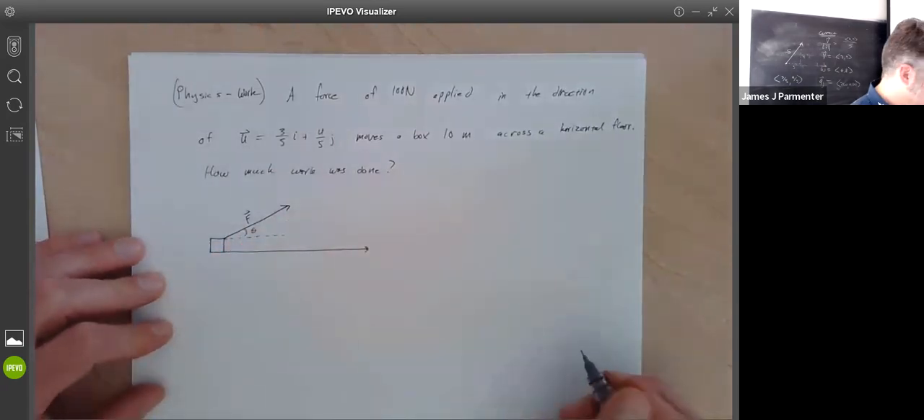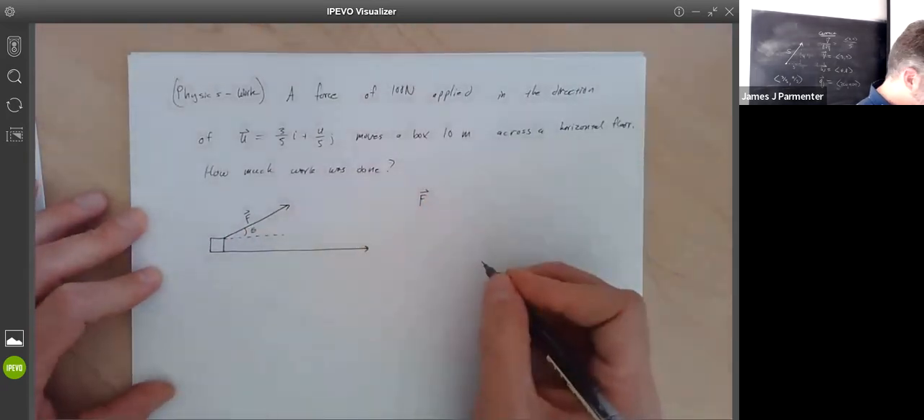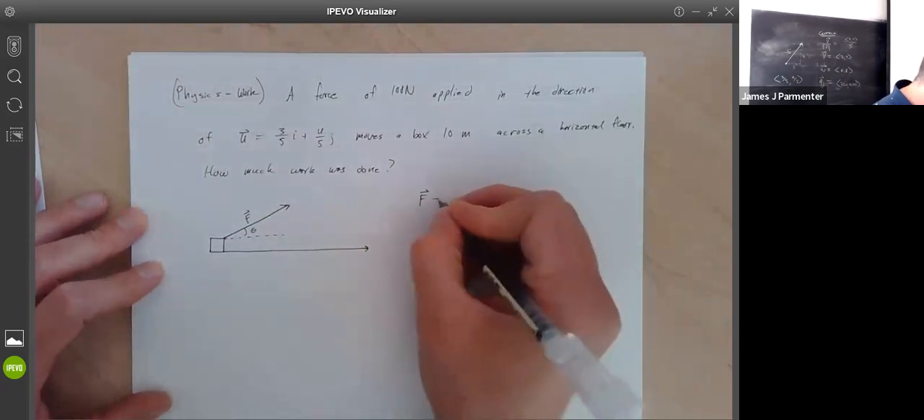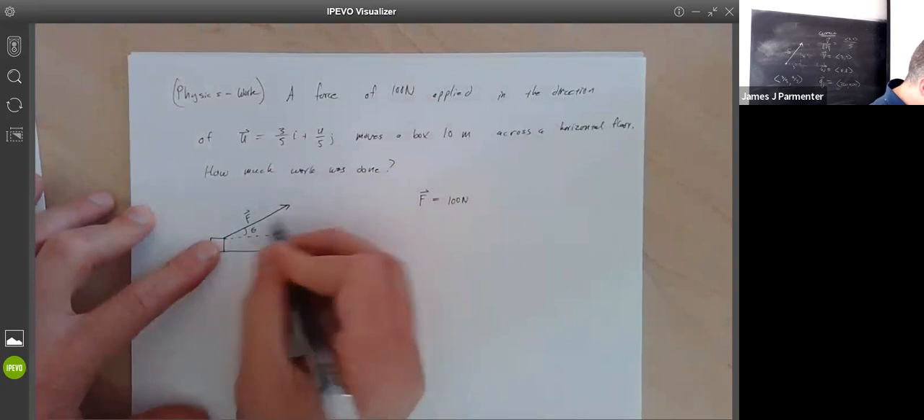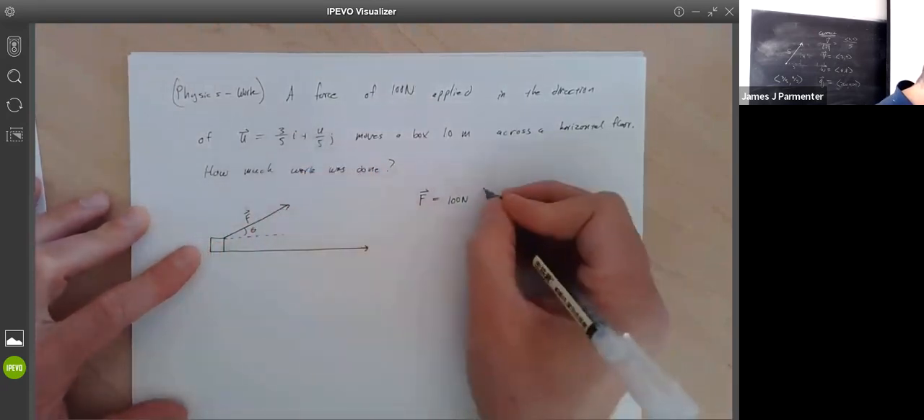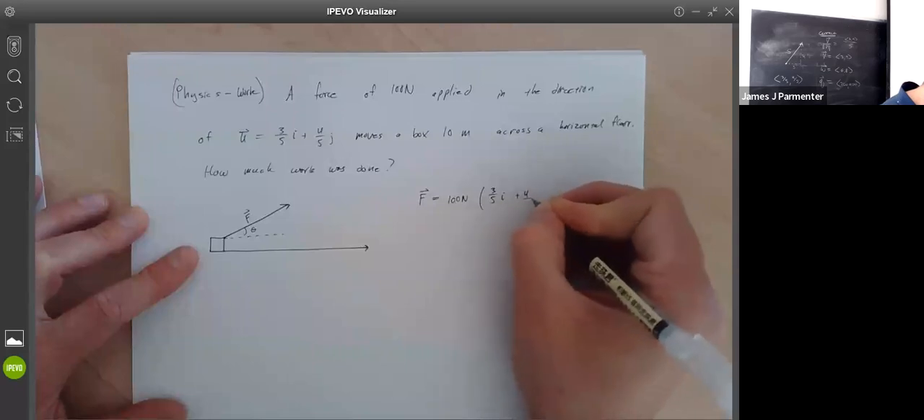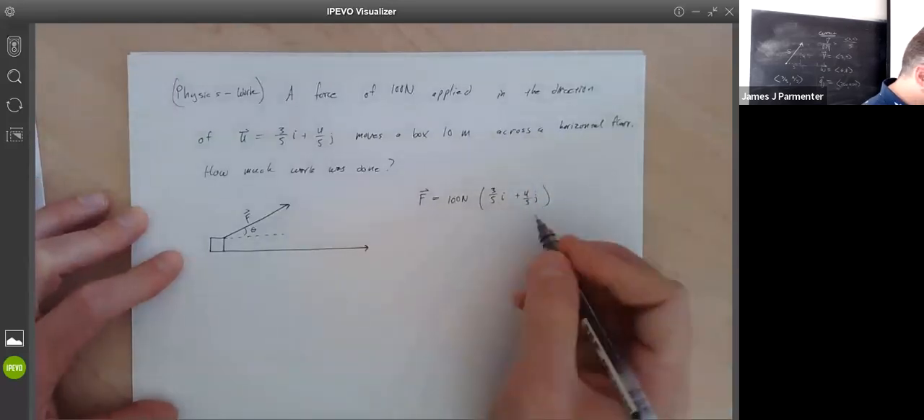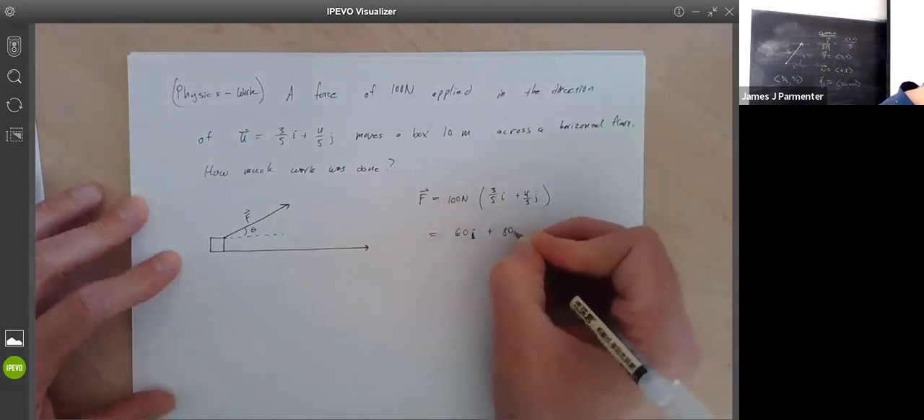There's some angle there. We may or may not need to know it. So our force as a vector is going to be the 100 newtons of force multiplied by the actual direction that it's in, 3/5 i plus 4/5 j. And multiplying that out, that's going to give you a force of 60i plus 80j.